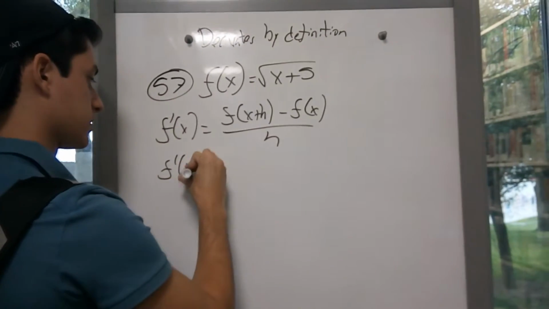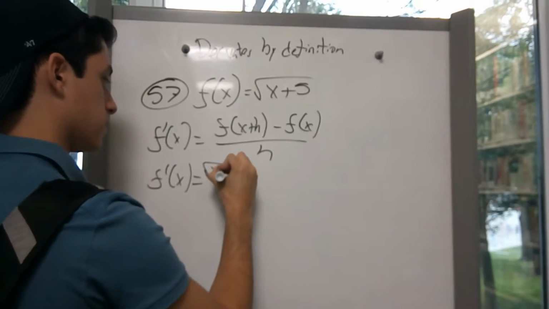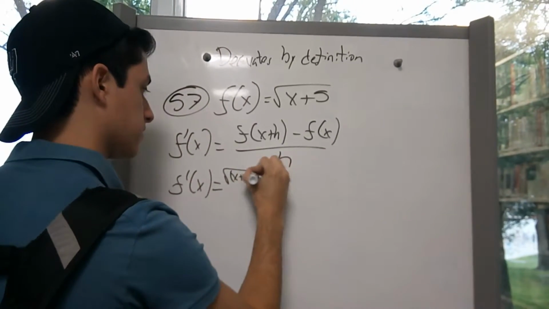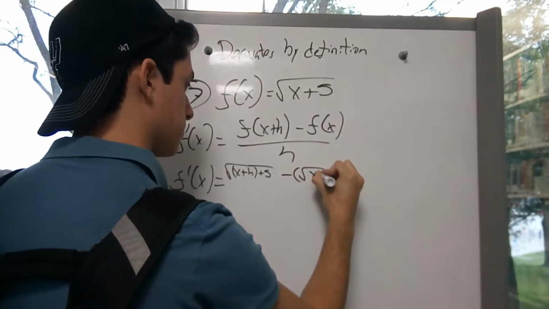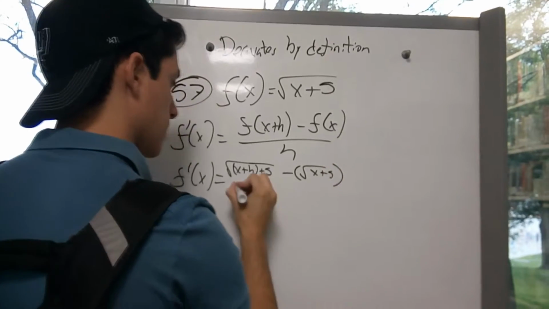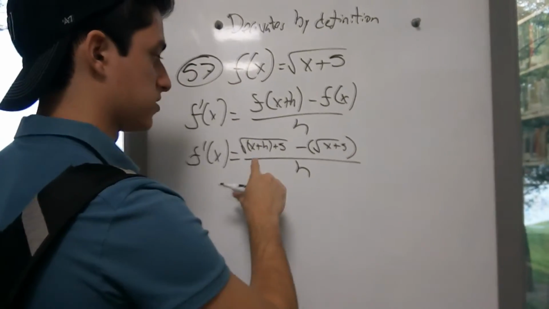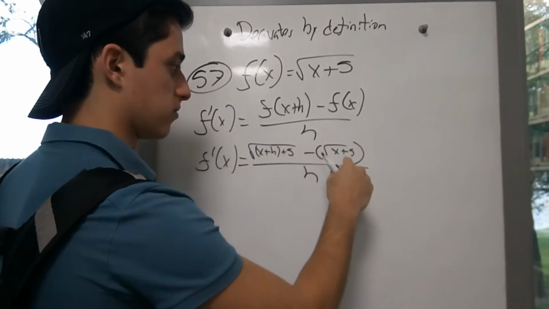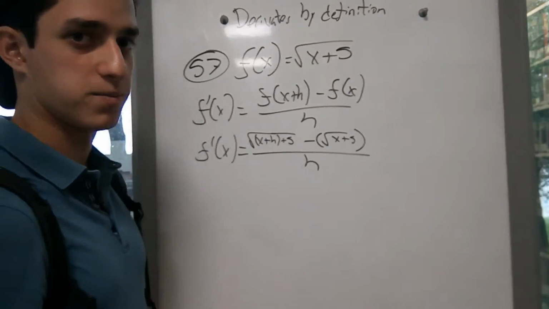minus f of x, all of it over h. So this basically changes into f prime of x is equal to the square root of x plus h plus 5 minus the square root of x plus 5, all of this over h. Now, in order to cancel this square root, which will actually bother us a lot, we need to multiply by its conjugate, which will be our next step.